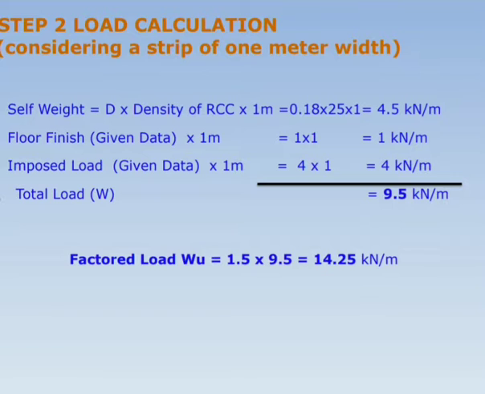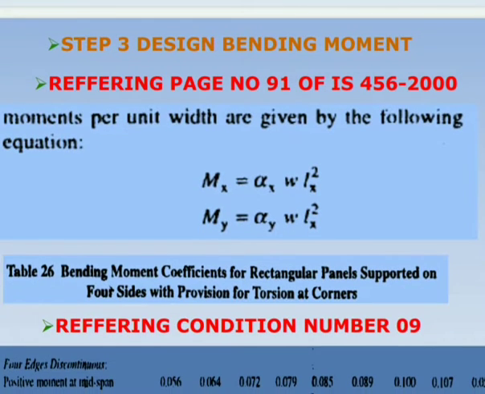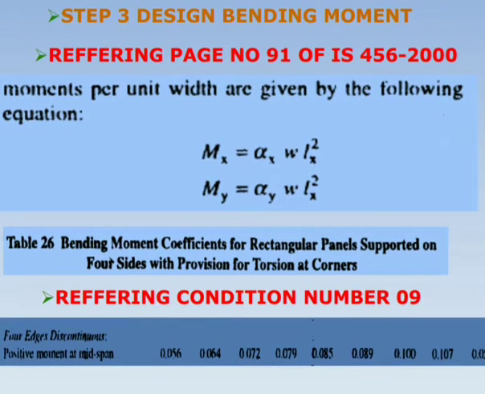So now let us multiply this load by a factor of safety of 1.5. Hence we get a factored load Wu equal to 14.25 kN/m. Again, this step is very similar and easy. Now comes the important part of the restrained slab, the calculation of the design bending moment. When we refer to page number 91 of IS 456-2000, this clause was discussed in the earlier discussion.